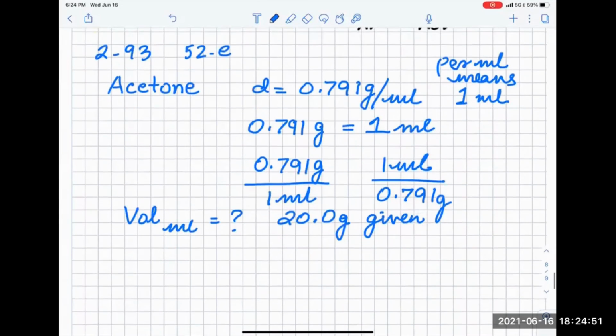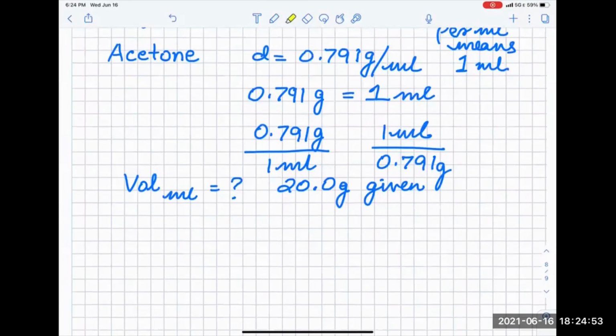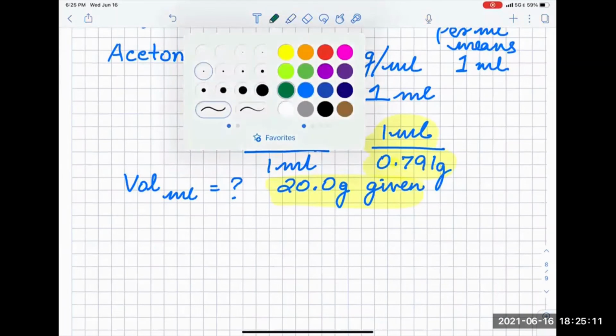So you are going to just see out of these. You need to find the milliliters, and grams is given to you, 20.0 grams. You need to get rid of grams and convert that 20 grams to milliliters. So you will use that conversion factor.